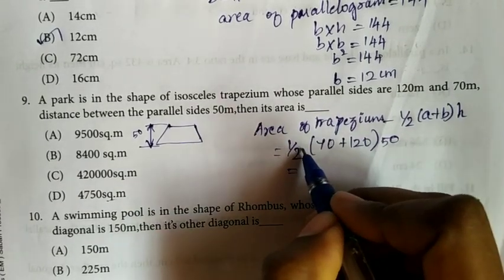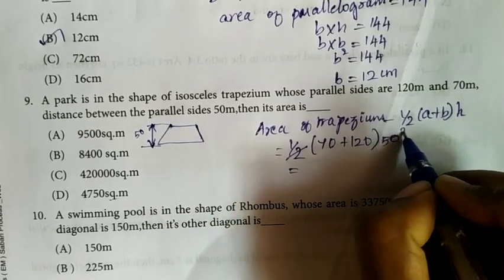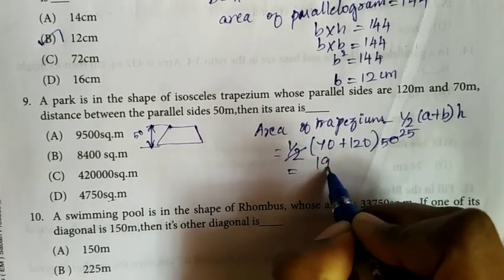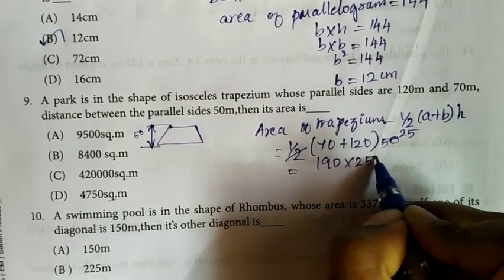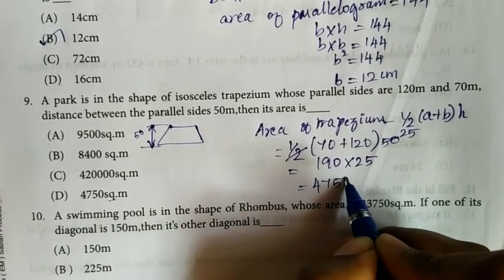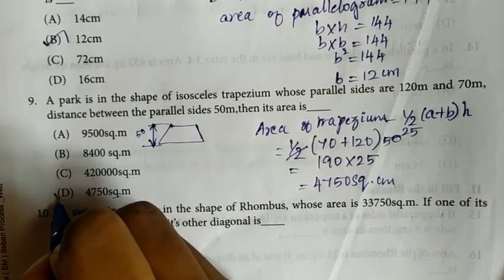Cancel this. 2 1 is 2 and 2 25 is 50. 70 plus 120 we get 190 into 25. The answer is 4750 square centimeter. Option D is the correct answer.